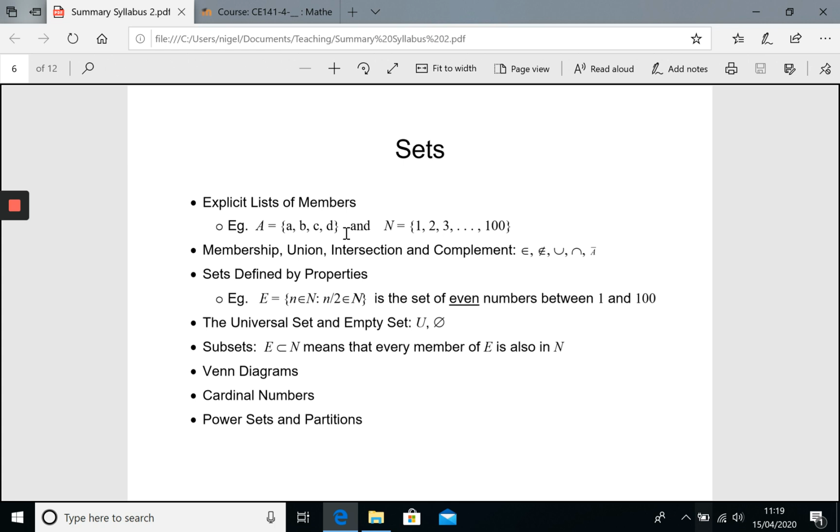There is also no notion of multiple membership of the set. Little a can't belong to the set, big A twice. It's either a member or it's not a member.